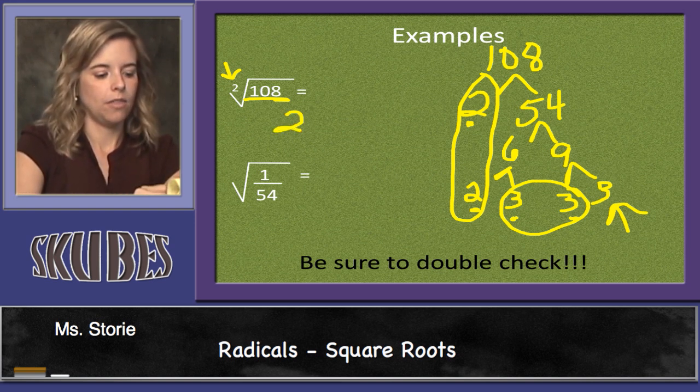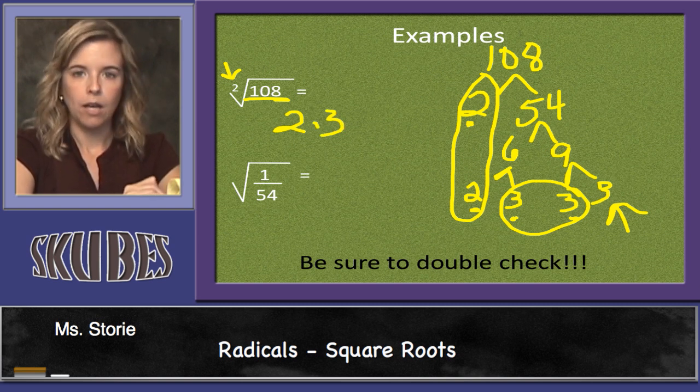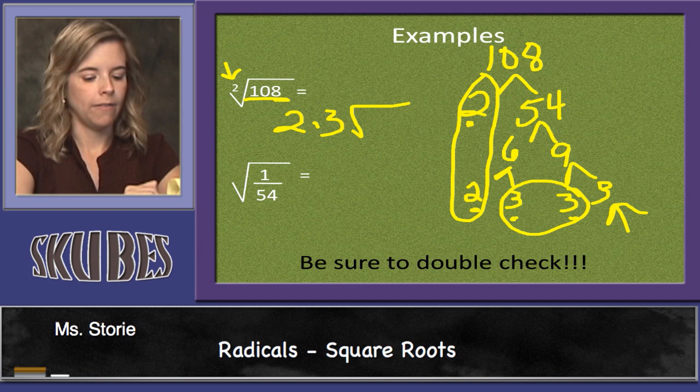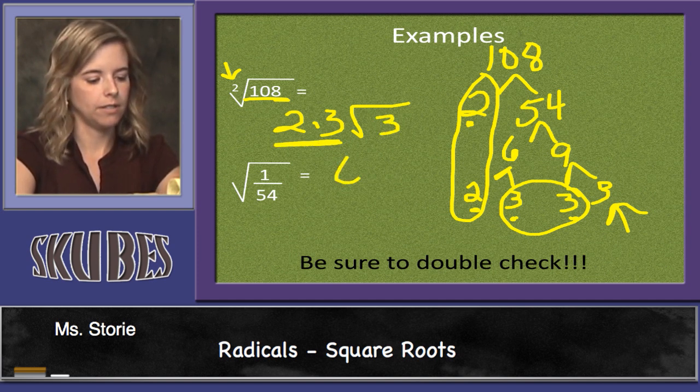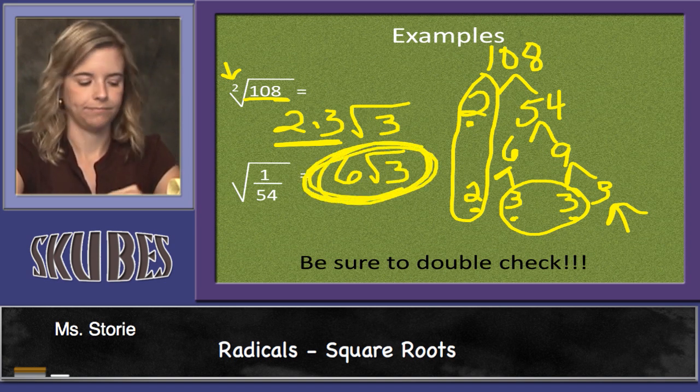Now you're going to take the pair of 2's, you only write it once, and the pair of 3's, and multiply them by each other, and then that lonely little 3 goes back in there. Let's finish simplifying this. It's going to be 6 radical 3, and that is the square root of 108.